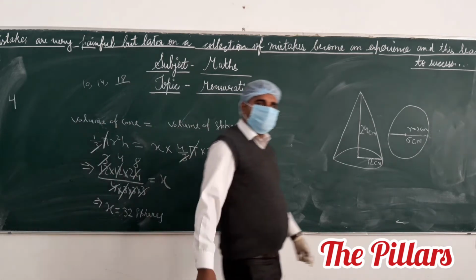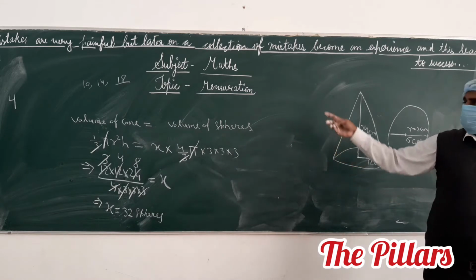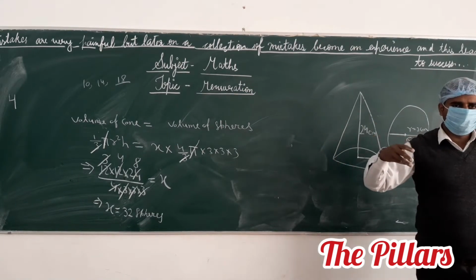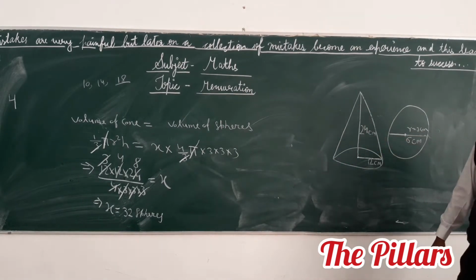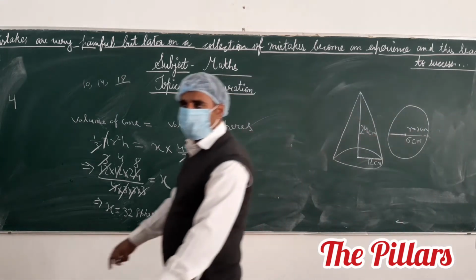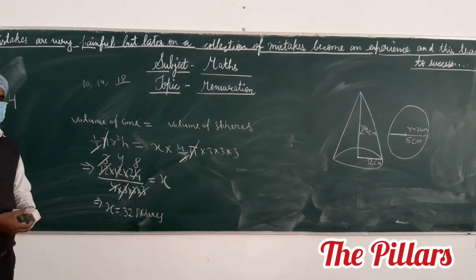Okay. This question is clear. Doubt in question number 10. How many? Clear. Question number 14. How many doubt? Question number 14. 18.